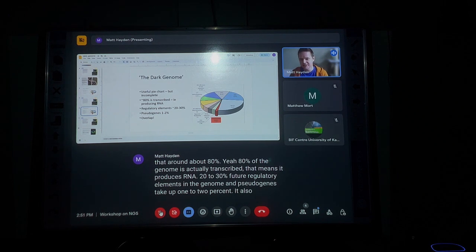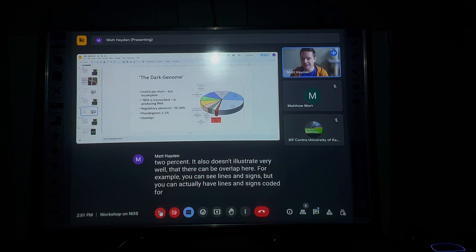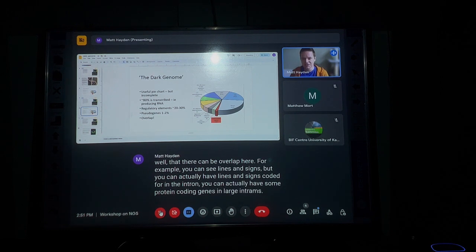It also doesn't illustrate very well that there can be overlap here. For example, you can see LINEs and SINEs, but you can actually have LINEs and SINEs coded for in the introns. You can actually have some protein coding genes in large introns. So a one-dimensional pie chart doesn't really tell you the whole story.